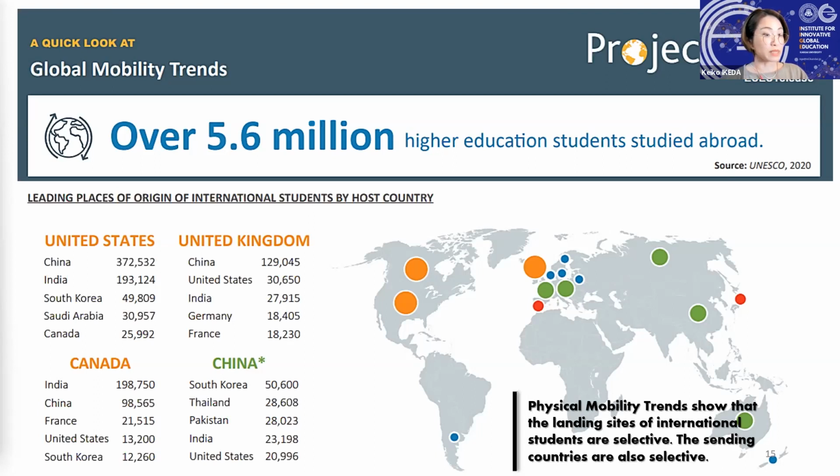And while some diversity is found compared to how things were in, say, 2010, the physical mobility trends still show that the landing sites of international students are selective, and that the sending countries are also limited. It is also worth noting that the 5.6 million students I just talked about is only 2% of the total number of higher education students in the world.